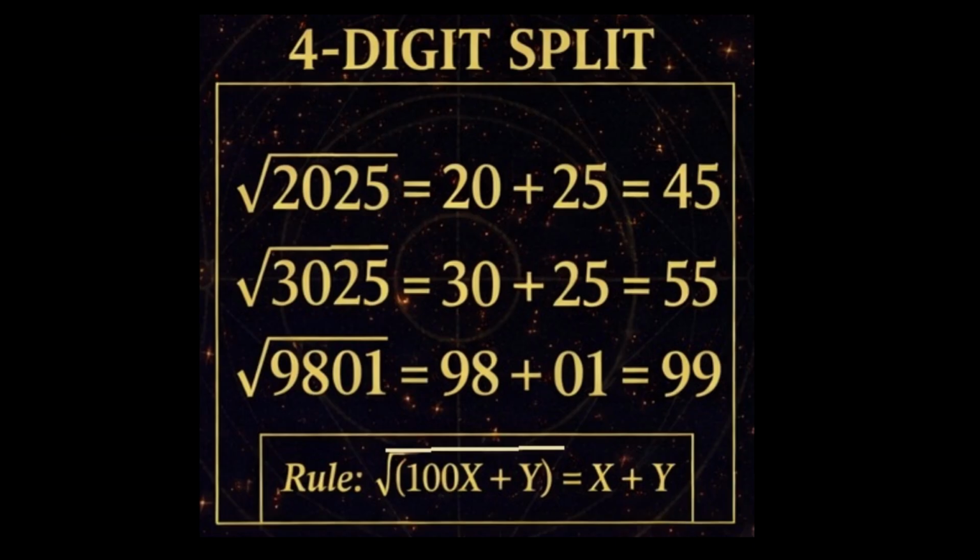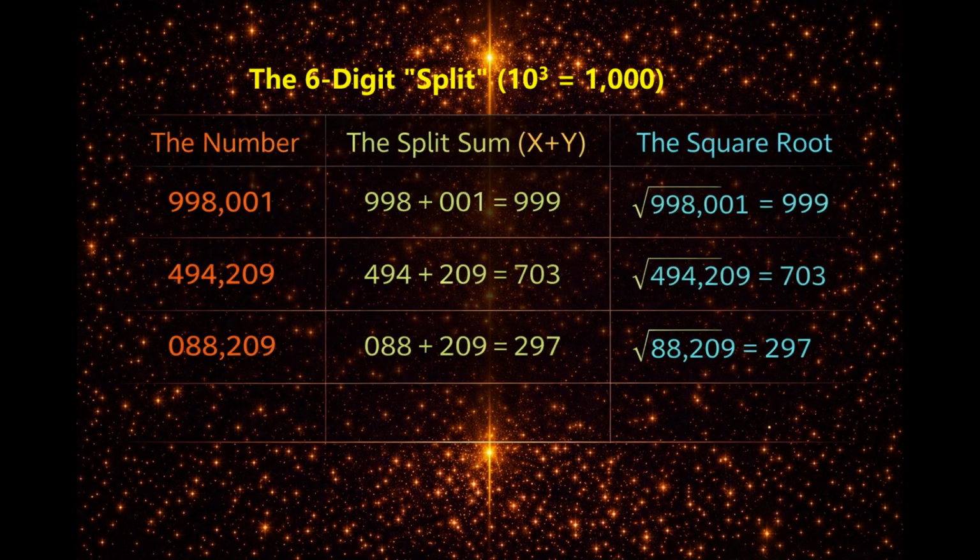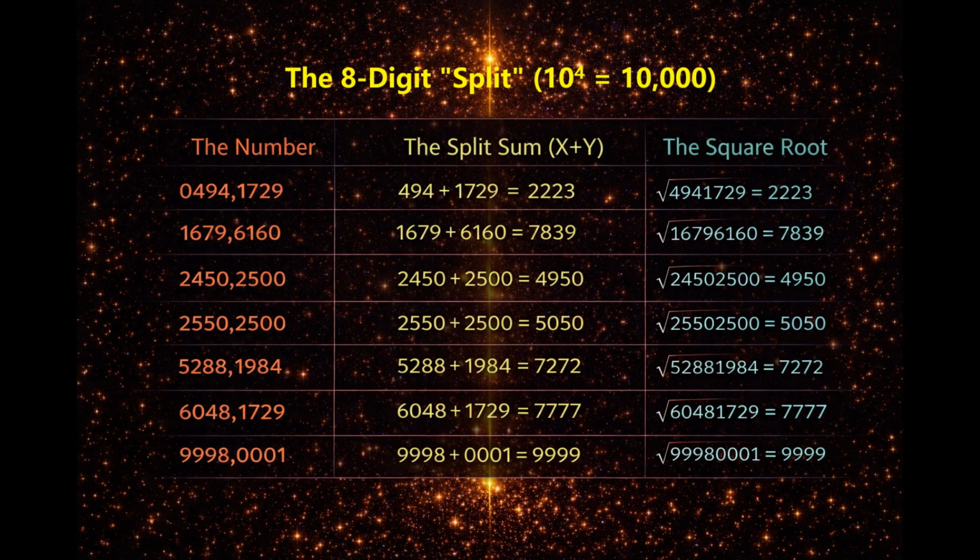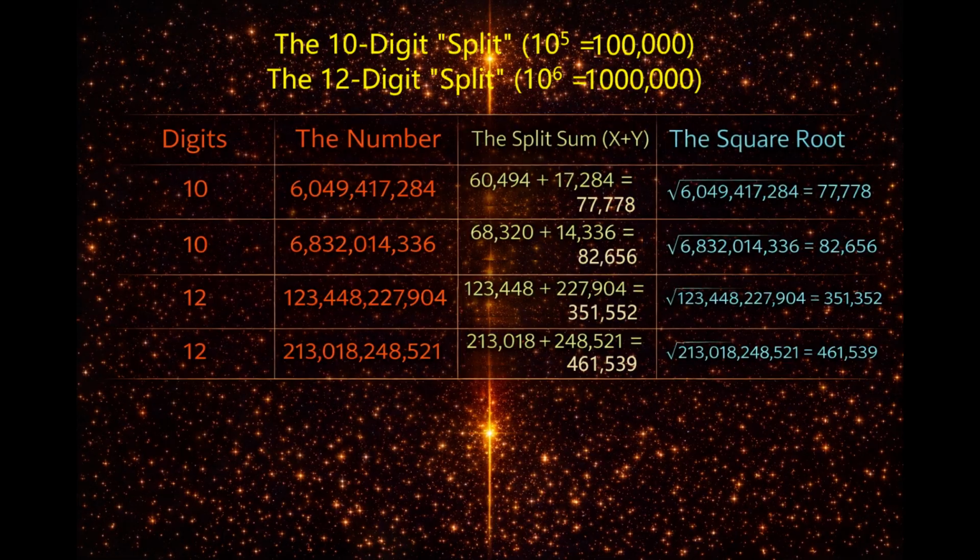If you scale all the way up, from 6 digits to 8, 10, 12 digits, and beyond, the pattern keeps appearing, even for massive numbers. Here you are watching the cases for 6, 8, 10, 12 digits. The secret lies in the underlying mathematics.